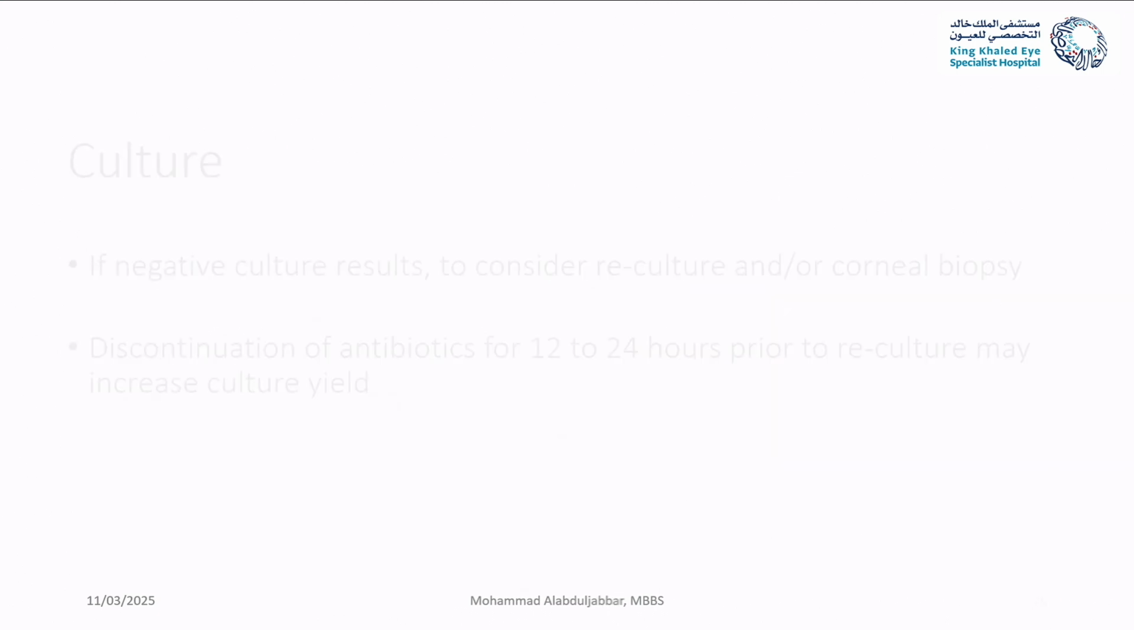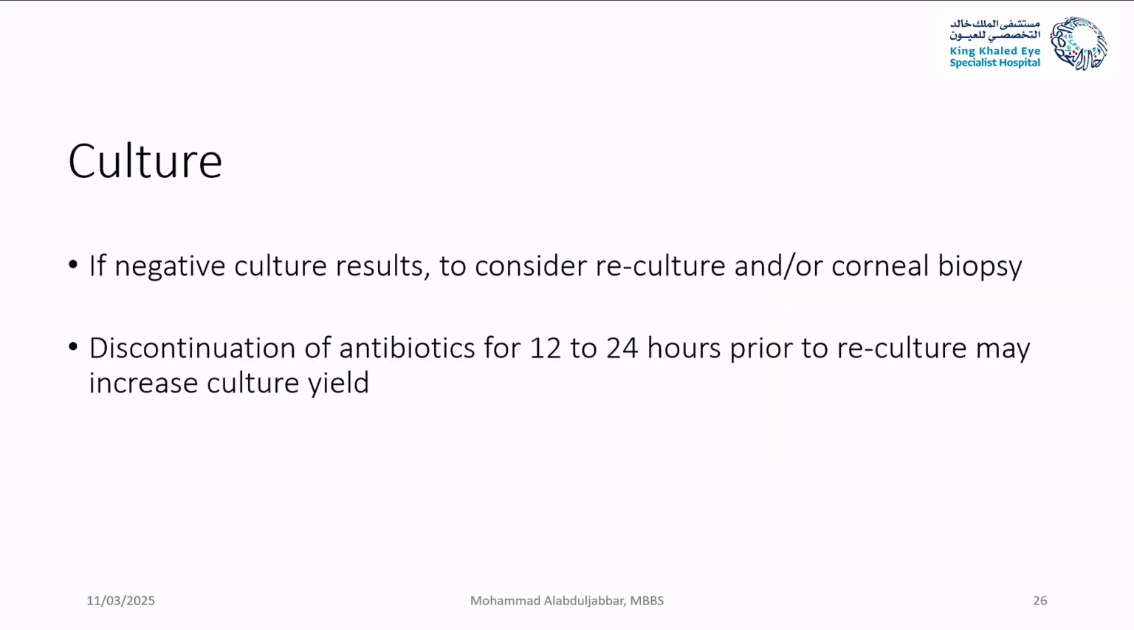So let's talk more about the corneal biopsy. For reculture, as we said earlier, if we repeat it, usually we include the unusual agar that we are using in the culture. For the corneal biopsy, how do we do it? Usually we use a skin punch biopsy. It comes from 2 to 4 millimeters. Usually we have here in the hospital 3 millimeter, which is adequate for corneal biopsy.